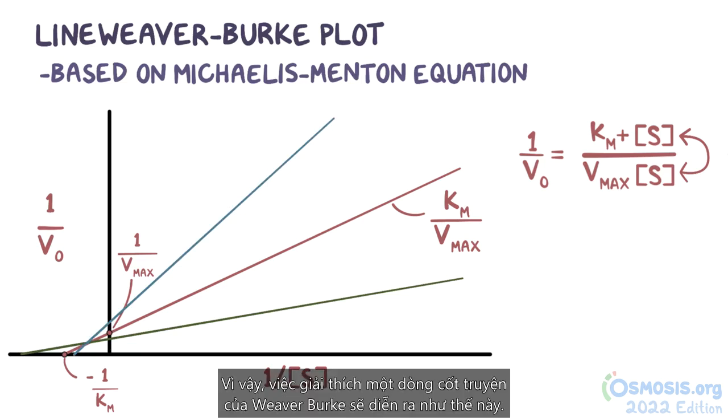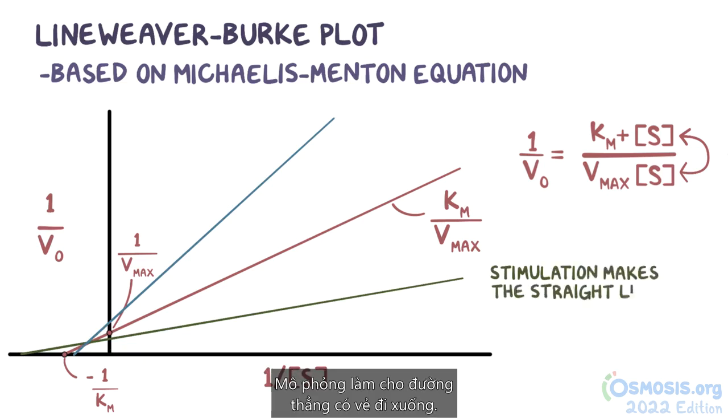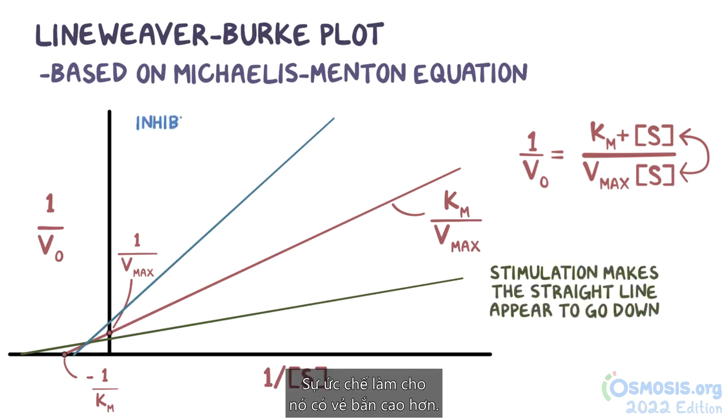So interpreting a Lineweaver-Burk plot goes like this. Stimulation makes the straight line appear to go down. Inhibition makes it appear to shoot higher.